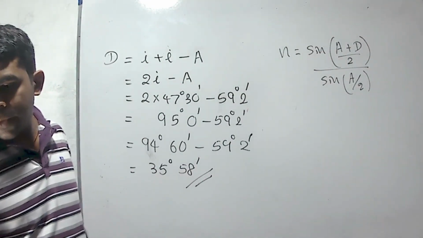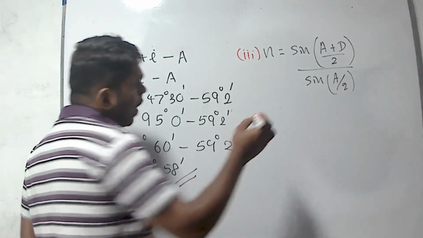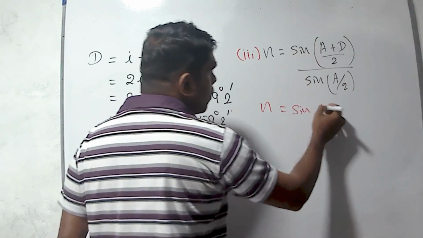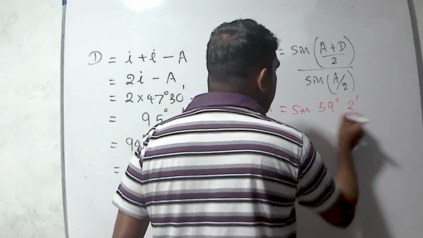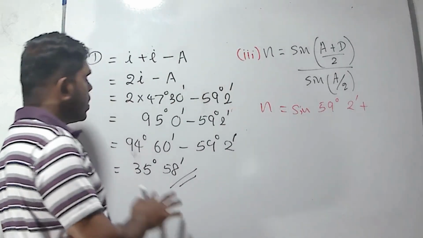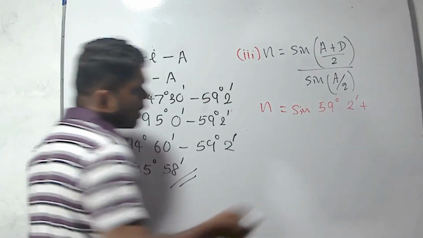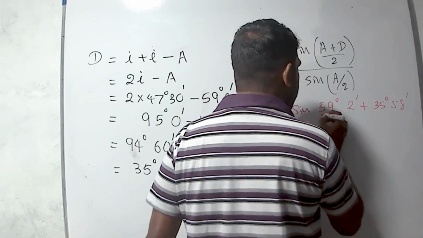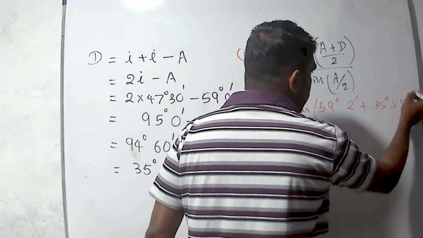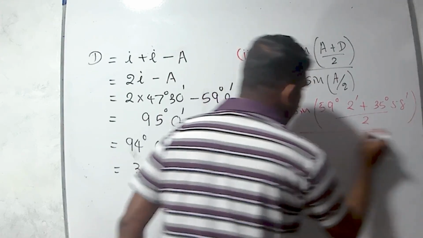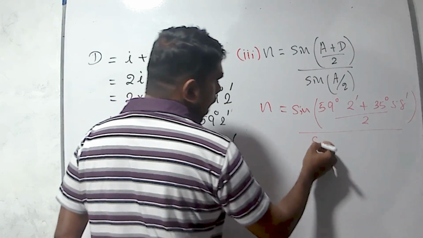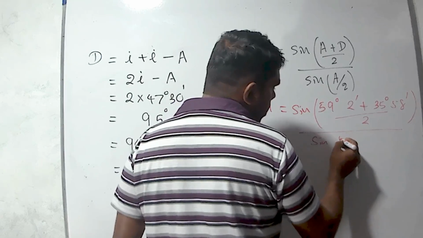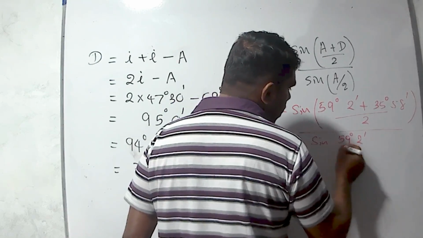Then we can substitute. We have to find the refractive index. The A value is 59 degrees and 2 minutes. The D value is this one. It is the minimum deviation angle, 35 degrees and 58 minutes. Divide by 2. Divide by sin A, the prism angle, 59 degrees and 2 minutes. Divide by 2.